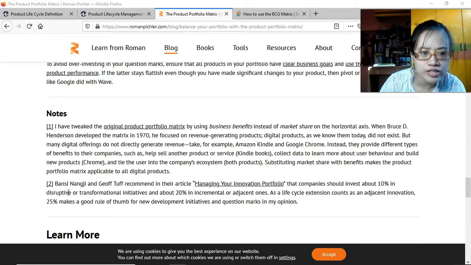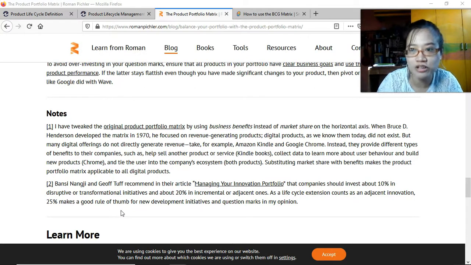Okay, so what else? Banksy, Nangi, and Jockstock recommended in their article that companies should invest about 10% in disruptive or transformational initiatives and about 20% in incremental or adjacent ones. Okay, as a life cycle extension counts as adjacent innovation, 25% makes a good rule of thumb for new development initiatives and question marks in the author's opinion. Okay, so that's about it. In the discussion of, I think, corporate objectives or goals, we've mentioned there the adjacent innovation or adjacent growth, wherein companies invest in related products to their mainline product.